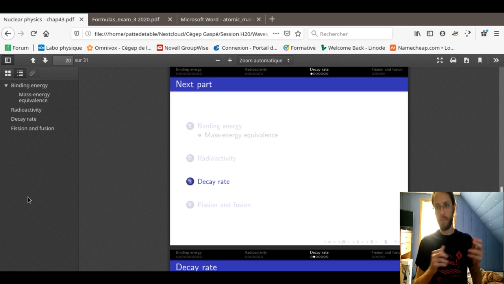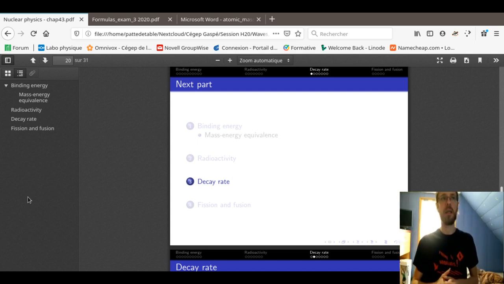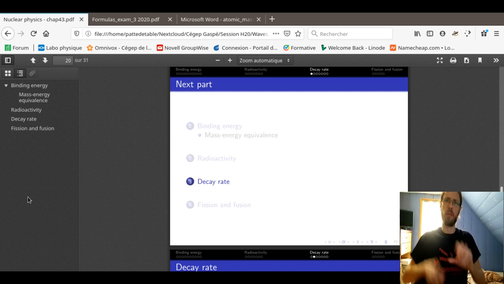So on today's menu, we'll talk about the rate of decay. So the rhythm at which decays will happen: they do not happen all at once, but over time. Afterwards, we'll do a quick summary of the last part of the semester, quantum mechanics and nuclear physics, based on the formula sheet. And between the two, there will be an example too on the decay rate. So that's about what's on today's menu.